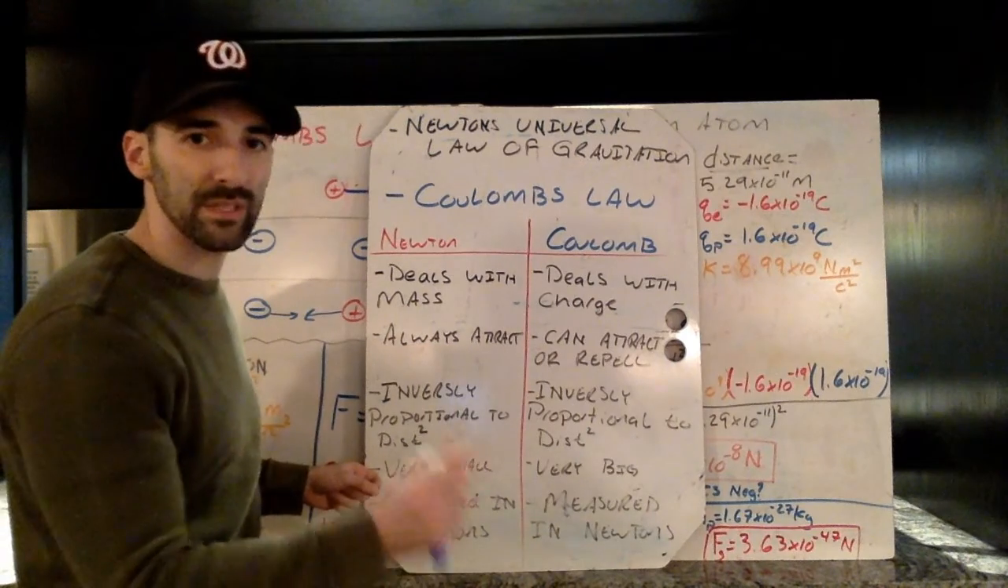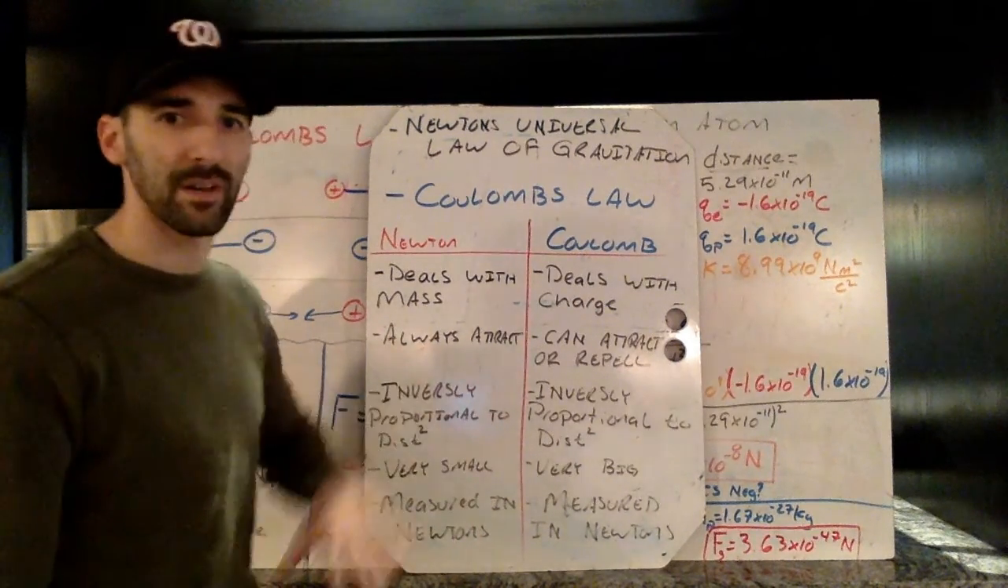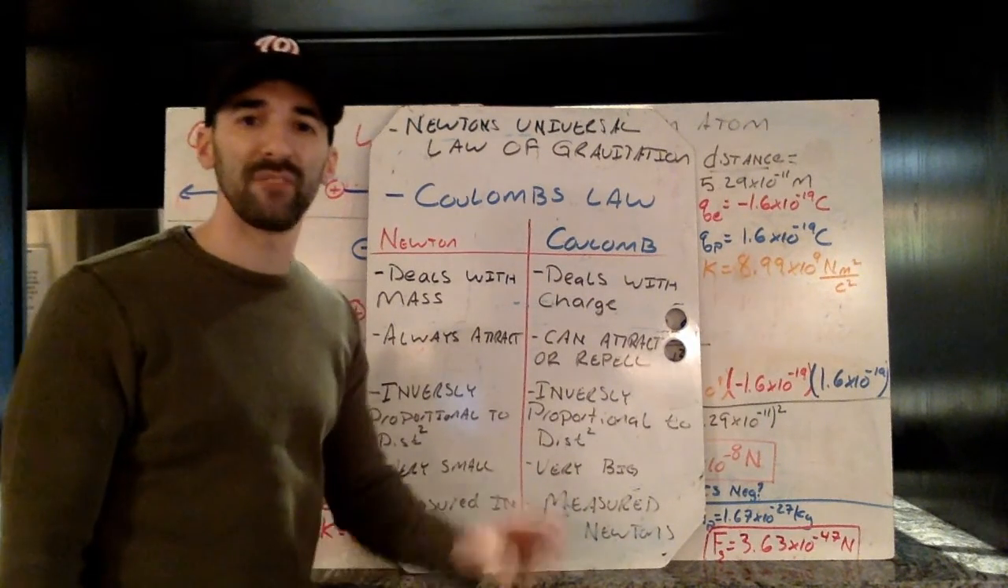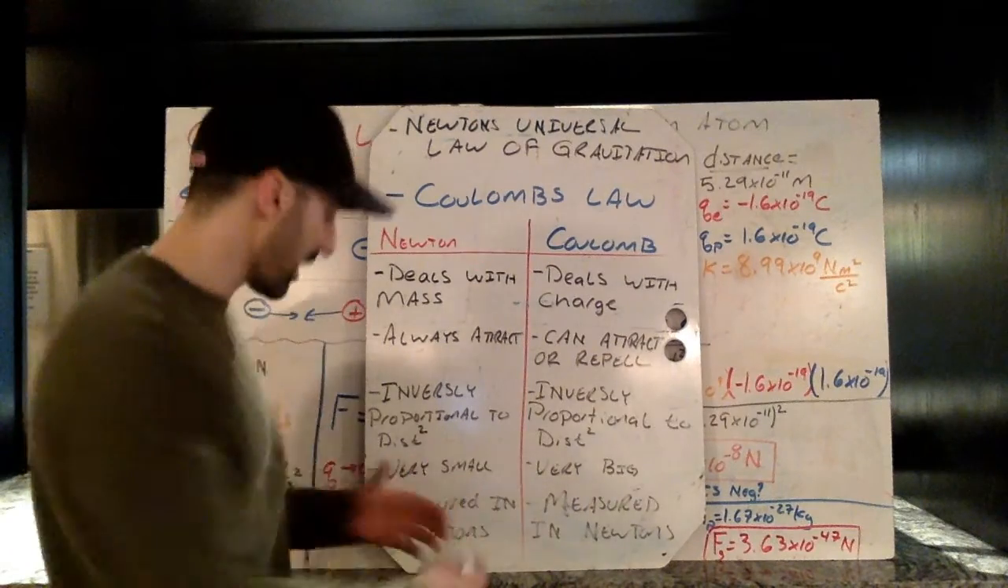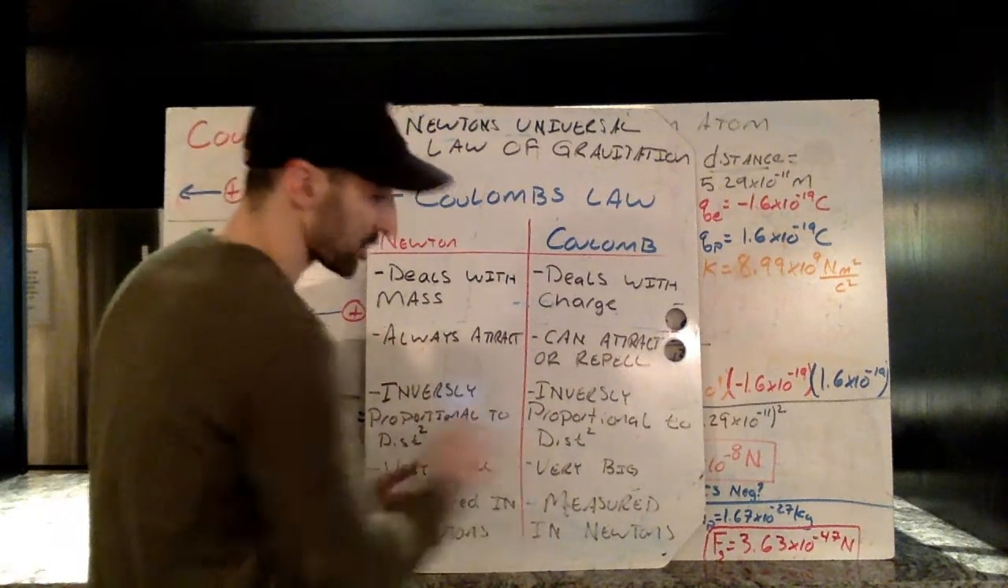Newton's law, or the force of attraction between two masses, is very small. We know it's the weakest of the fundamental forces. Coulomb's law, the electrostatic force, is very, very big by comparison to the gravitational force. And the last similarity is they are both measured in newtons.